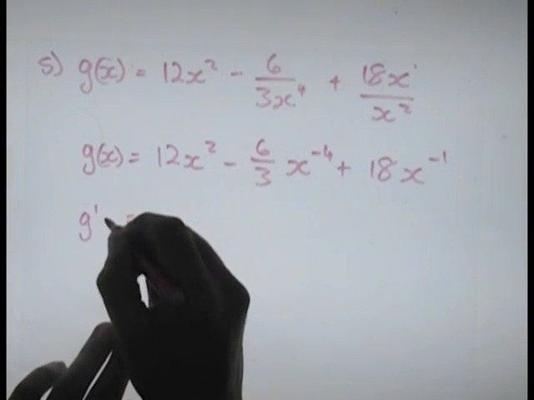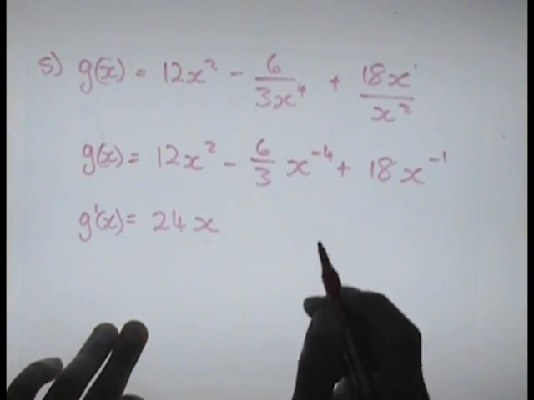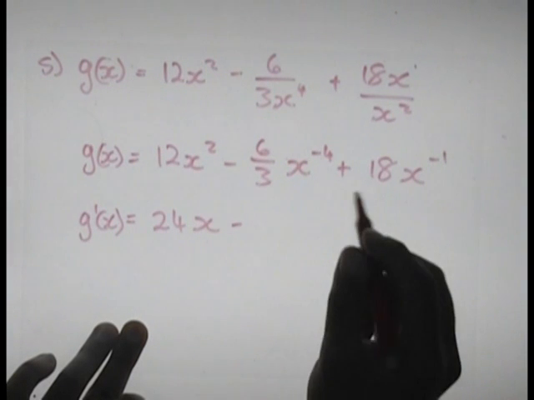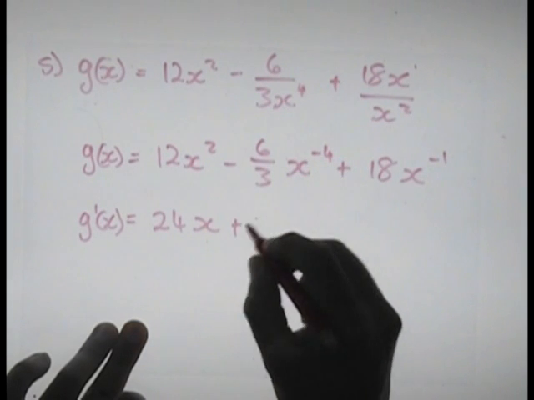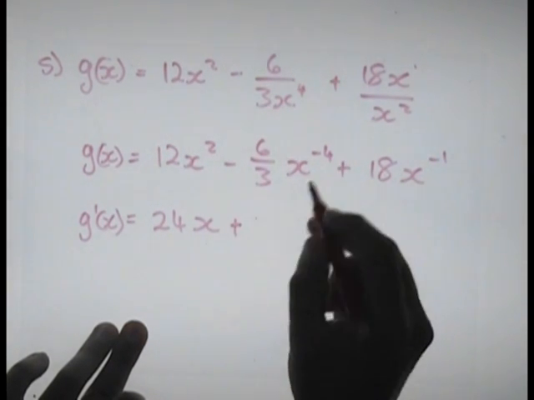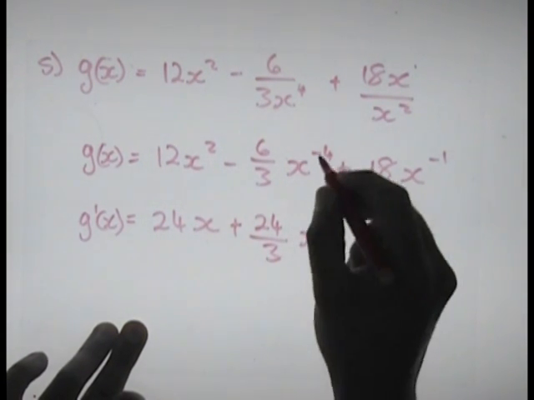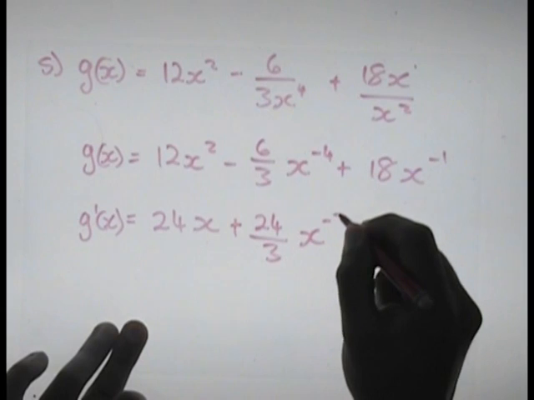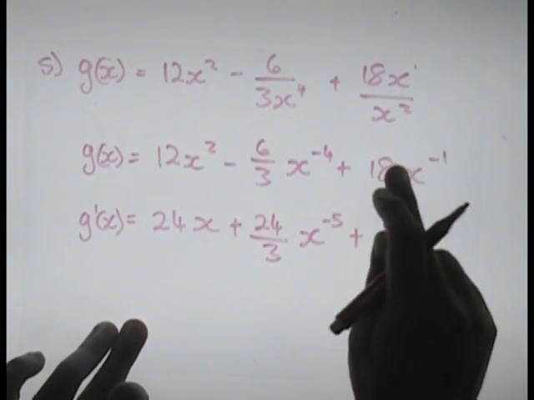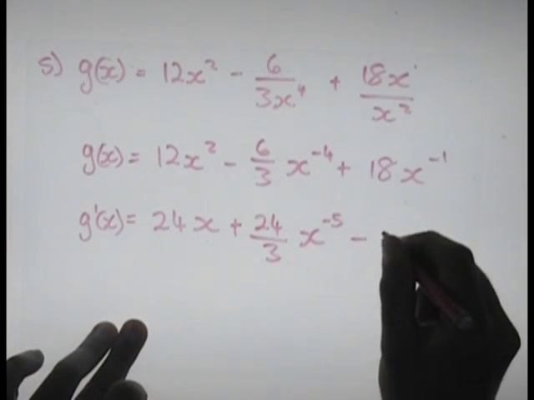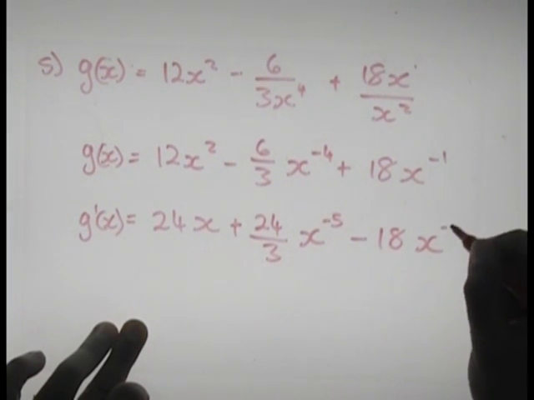Now if I differentiate, this will become 24x to the power 2 minus 1, which is just 1, minus 4 times 6 over 3. Negative times a negative is positive, 6 times 4 is 24 over 3, x to the power negative 4 minus 1, which is negative 5. Plus negative 1 times 18 turns that into a negative 18, x to the power negative 1 minus 1 is negative 2.